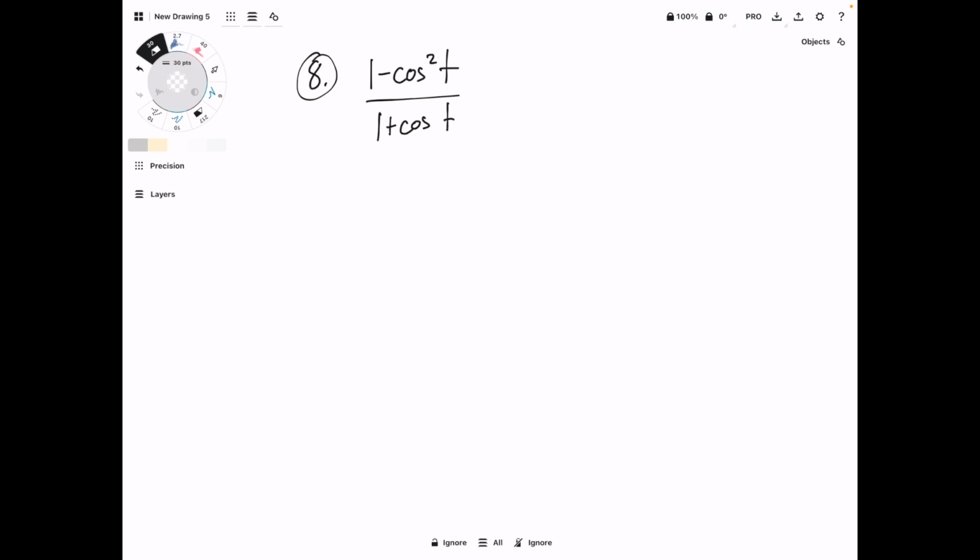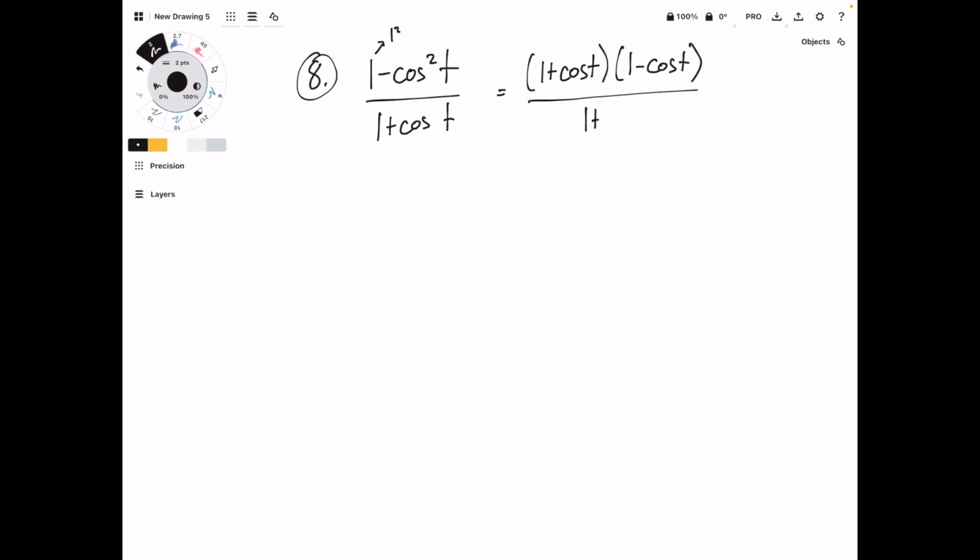This one is a fun but tricky one because the top is actually the difference of squares. So because this is 1, this is actually like 1 squared. So we can rewrite the top as (1 plus cosine t) times (1 minus cosine t). This is all going to be over 1 plus cosine of t. Then these are going to cancel, and we're going to be left with a final answer of 1 minus cosine of t.